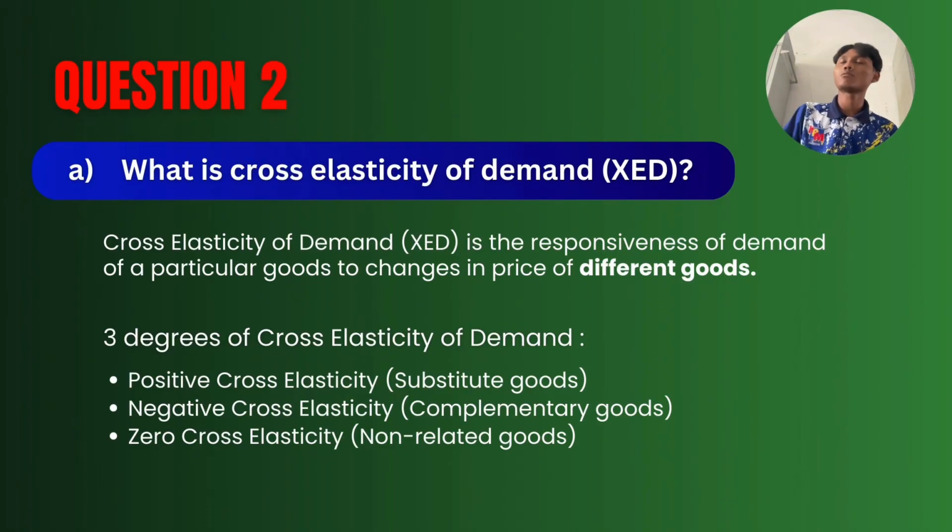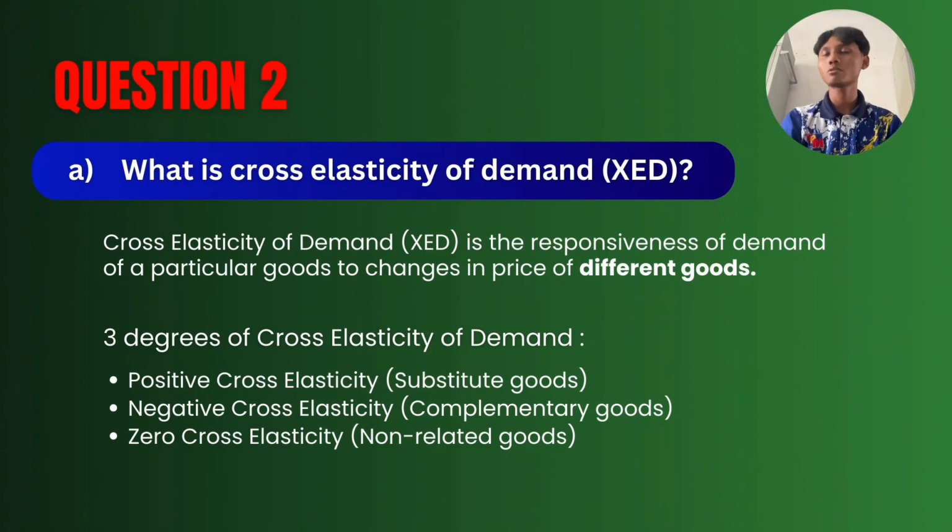Next is the negative cross elasticity of demand, which means the responsiveness of demand of a particular good towards the changes in price of complementary goods, for example cars and tires. Cars and tires are complementary goods to each other. So when there is an increase in price of cars, there will be a decrease in the quantity demanded for the tires. This is because according to the law of demand, when there is an increase in price of cars, there will be a decrease in the quantity demanded of cars. So the tire experiences the same thing, which is the quantity demanded will decrease.